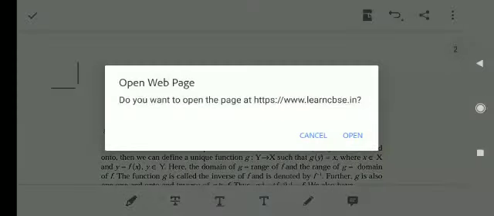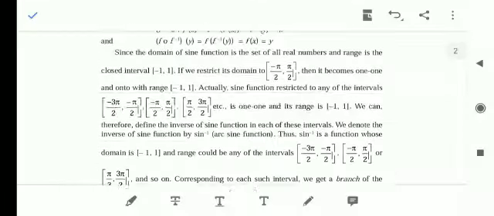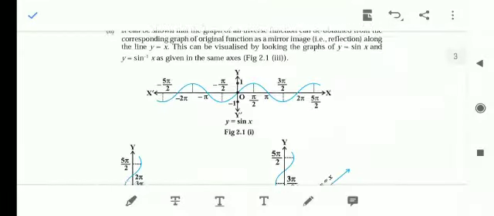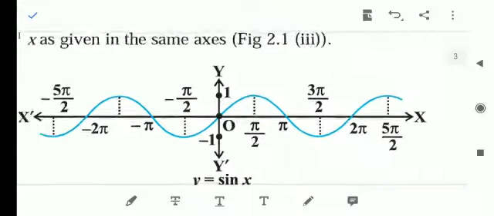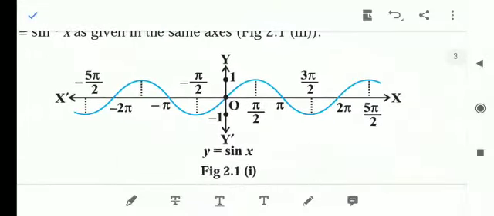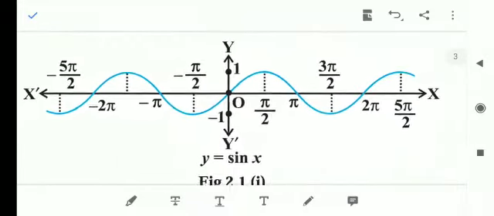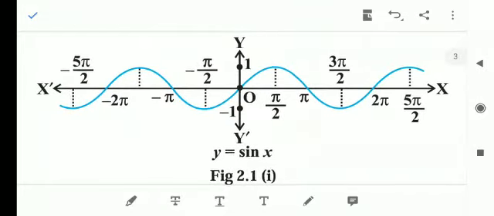So before proceeding to the chapter, let us look at this function. This is the graph of y = sin x. Look at this graph.